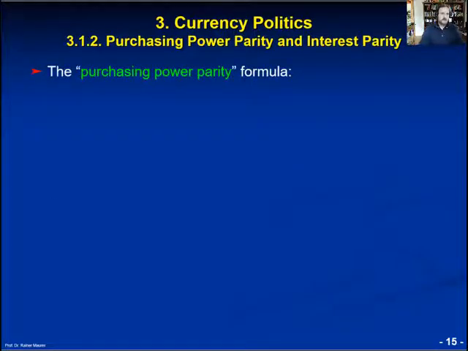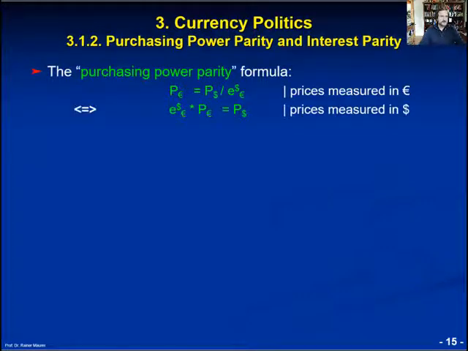Now we can use the purchasing power parity formula and express it in different ways. This is the way we have used so far. Here we measure the prices of goods in euro, but we can multiply this equation by the exchange rate, and then we measure the prices of goods in dollar. We can also solve for the exchange rate, and then we have the equation that gives us the value of the purchasing power parity exchange rate.